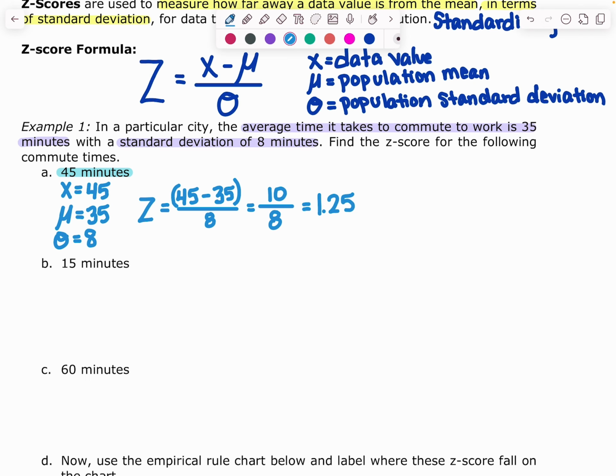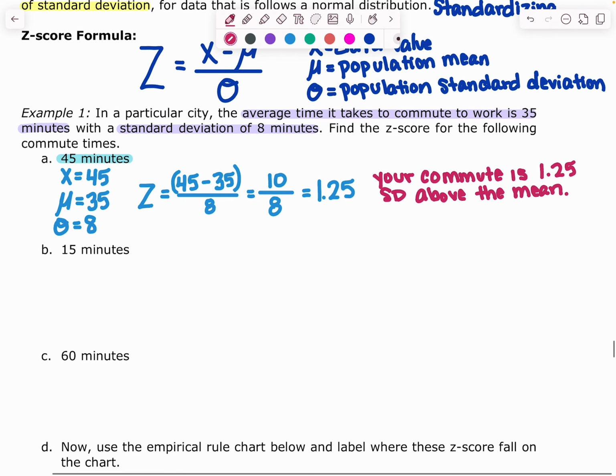So if your commute time is 45 minutes, that means your commute is 1.25 standard deviations above the mean. That's what this tells us. Let's look at another one.